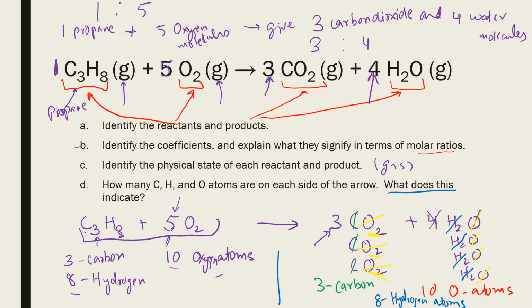So what does it mean, or what do they indicate? They indicate that the law of conservation of mass is valid, or in other words, we do not lose or gain any atoms in a chemical reaction. Only new bonds are formed, but we don't lose or gain any atom. The total number of atoms before the reaction and after the reaction remains the same.